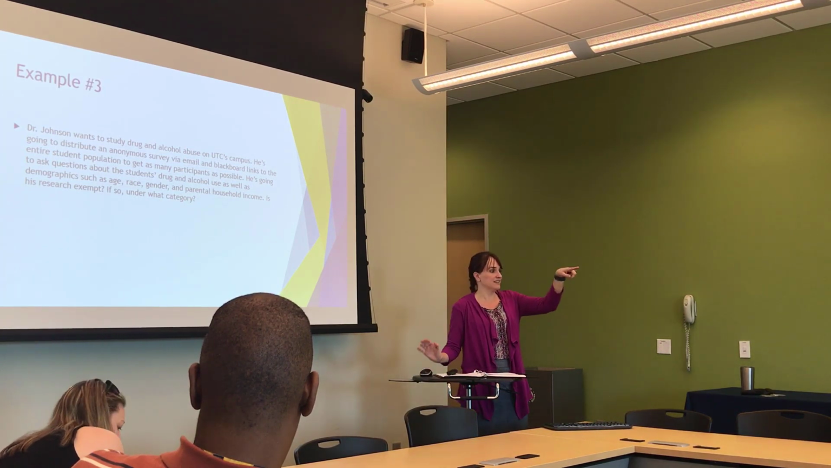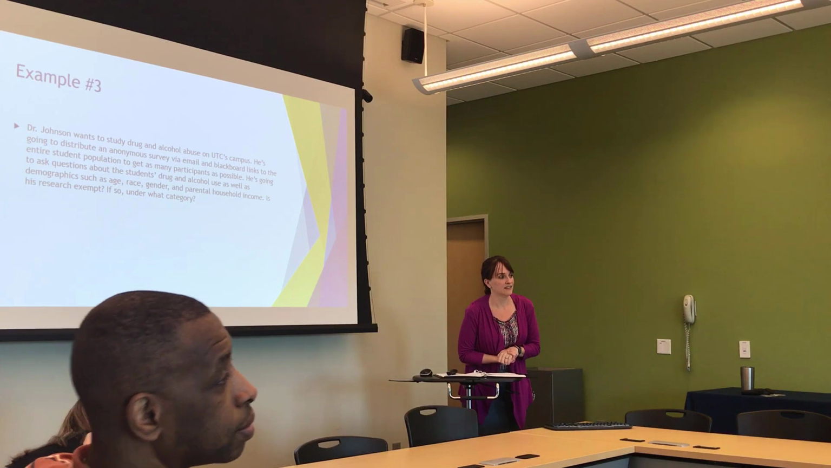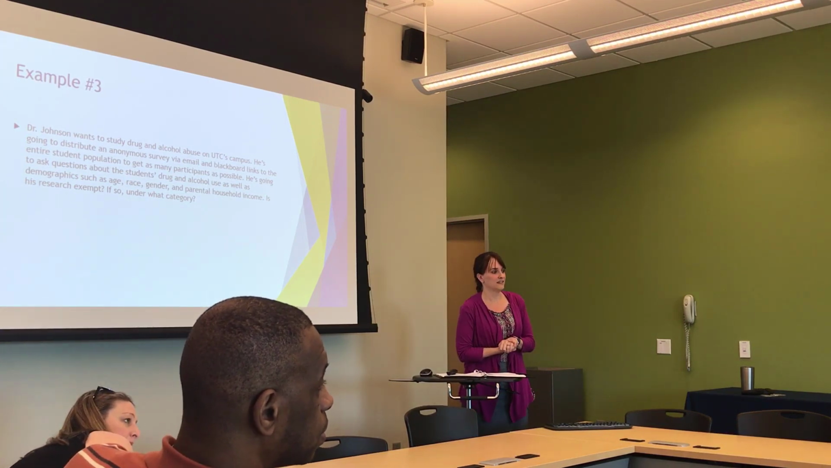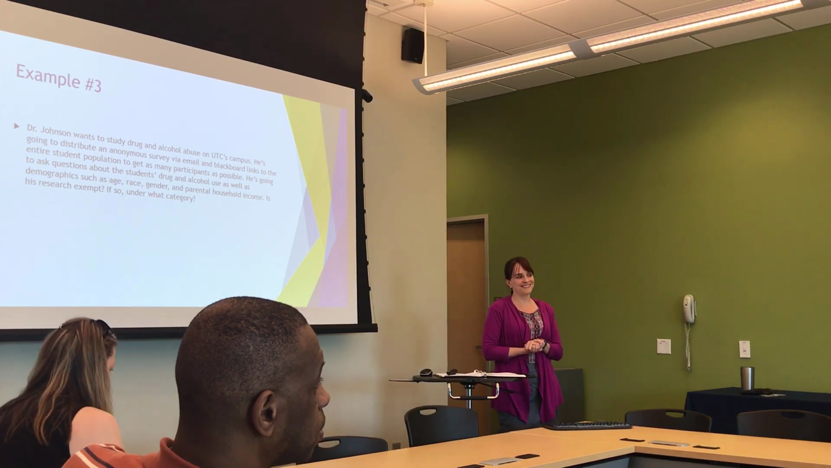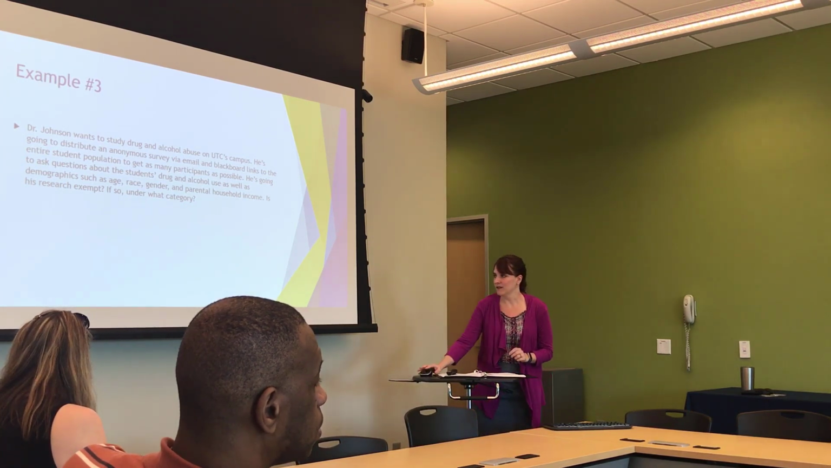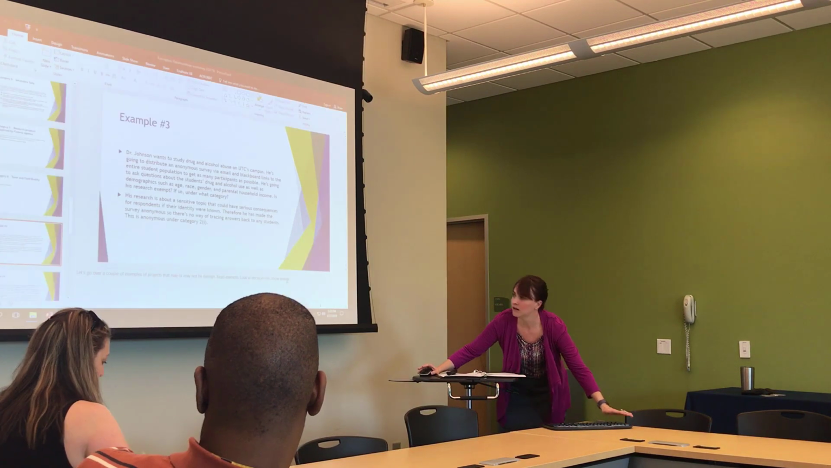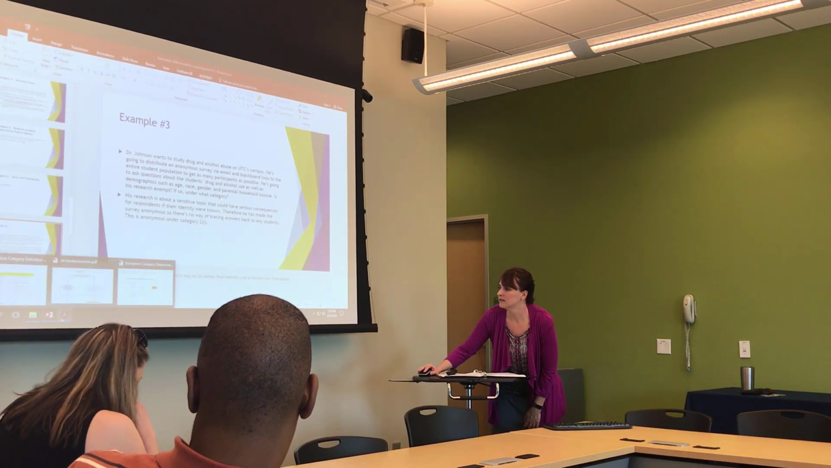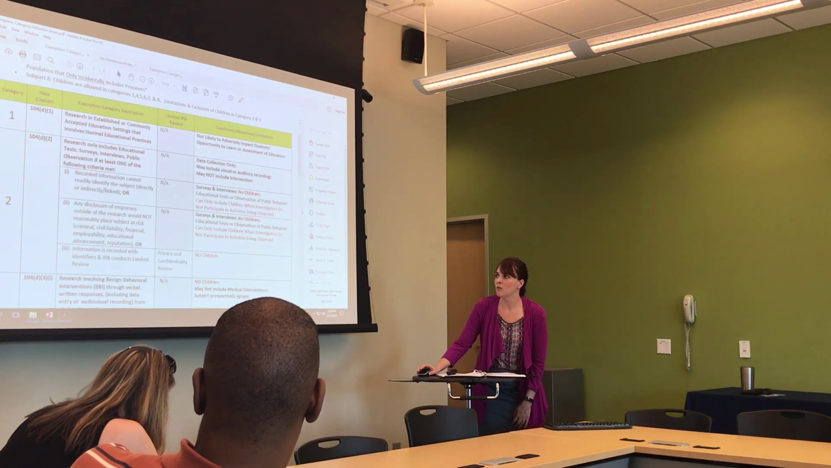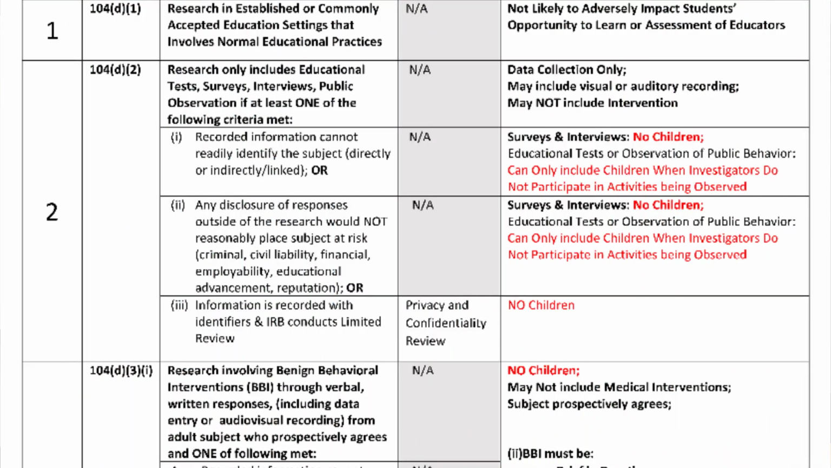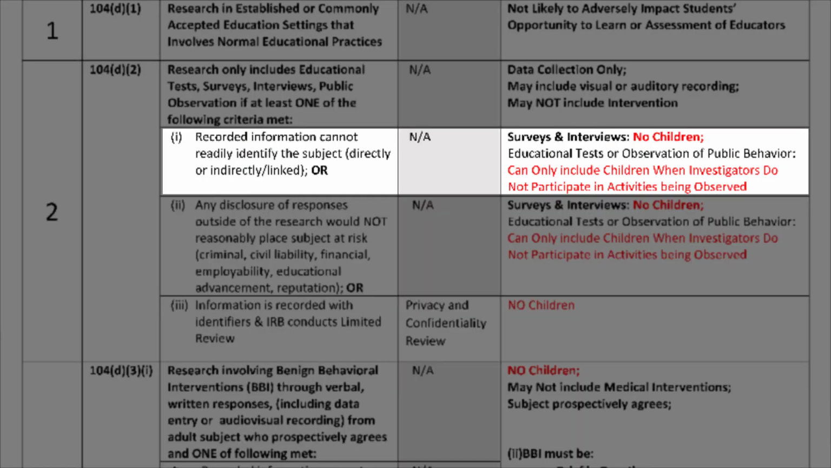Does anybody have, yes? 2, but with a limited IRB review, maybe? Okay, you're close. It is 2. Let's just look at this chart here. It has to meet one of these criteria, and the criteria it actually meets is that the recorded information cannot readily identify the subject, either directly or indirectly.